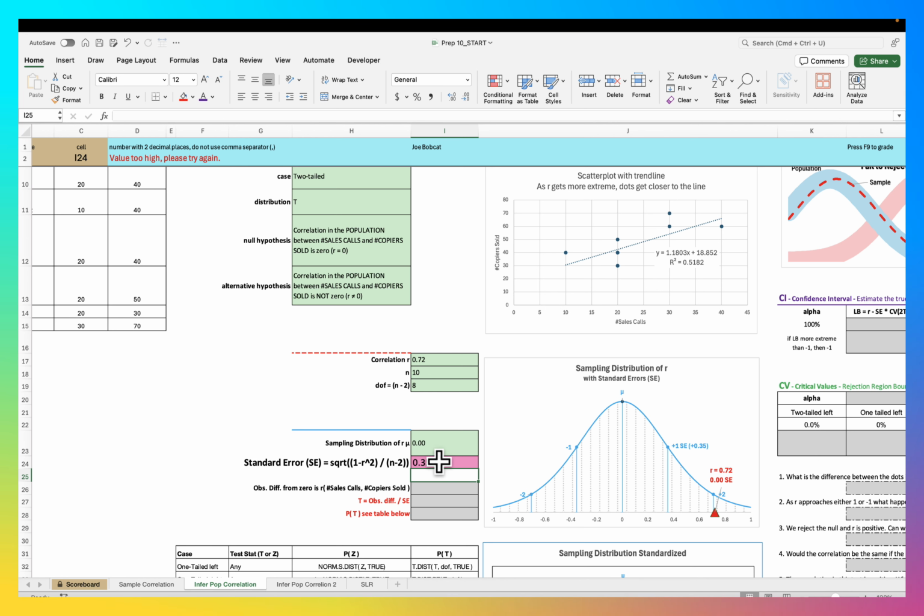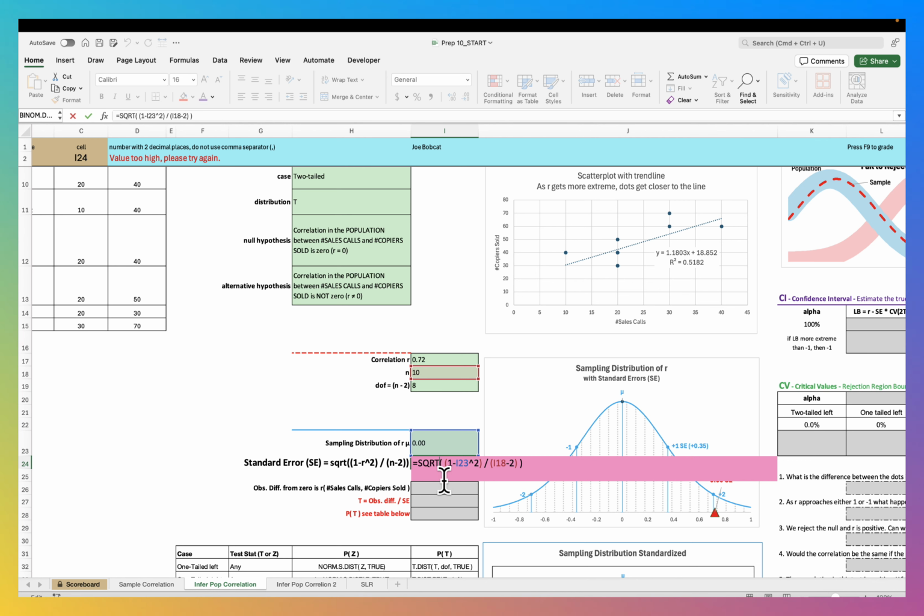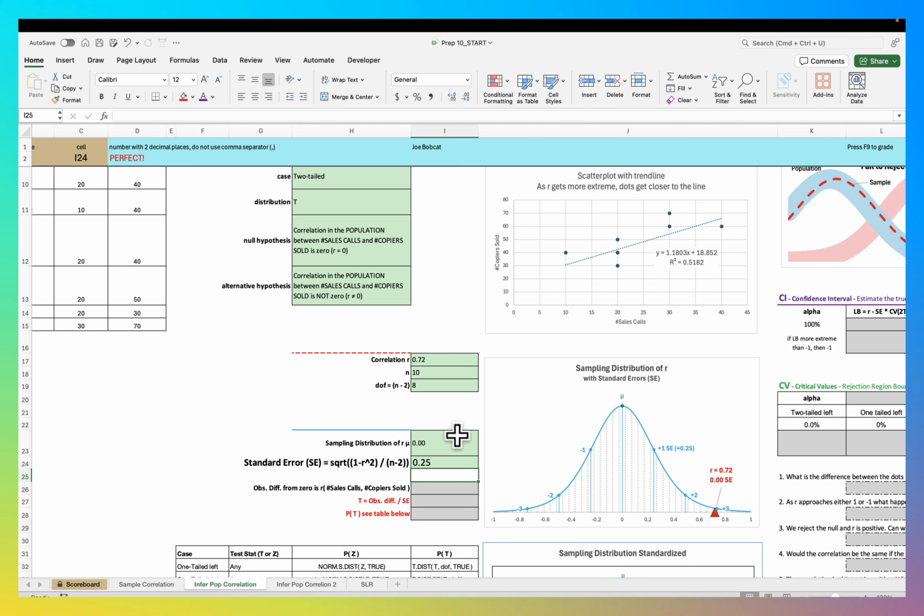Maybe I shouldn't have. So let's see if it happened. So I've got the square root of 1 minus R squared divided by n minus 2, and it's telling me value too high. Usually when this happens, it's a parentheses thing, but let me see. Oh, maybe I didn't get the R squared. In fact, I did. I picked the wrong one. There's R. 1 minus R squared. There we go.